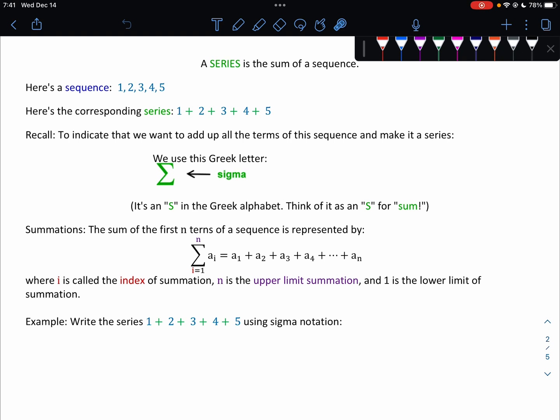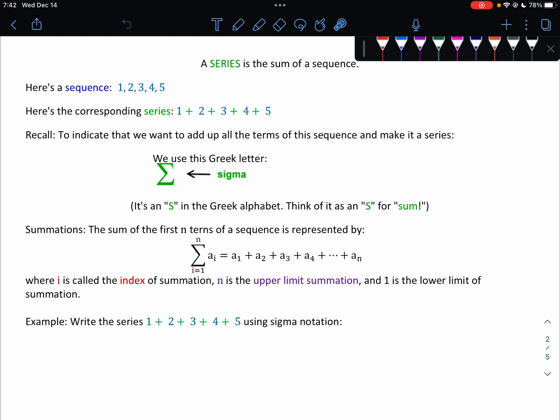The summation would basically be just adding up all the terms from whatever this number is to whatever this number is of this explicit formula. This number here is called the index. N is called the upper limit of summation. And 1 is called the lower limit of summation.